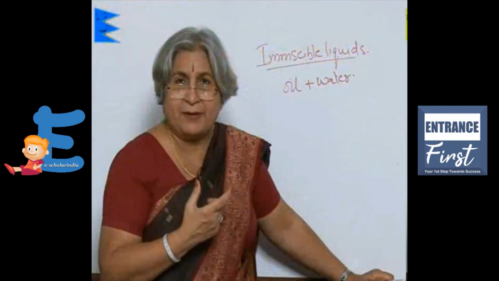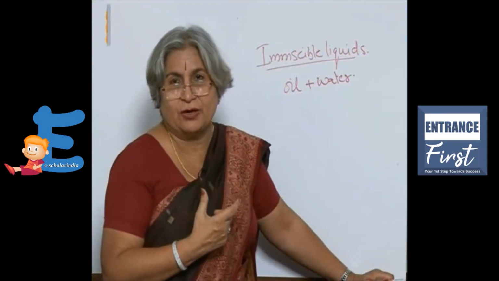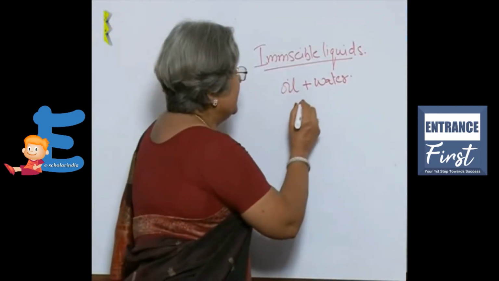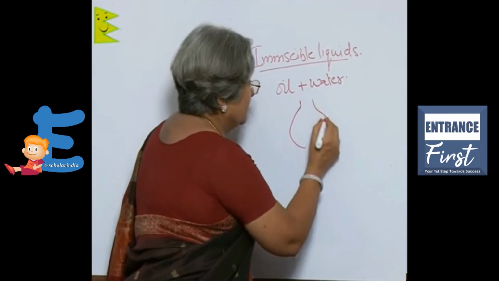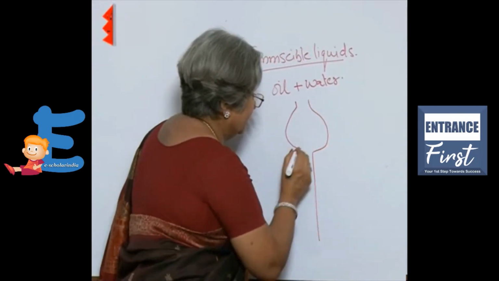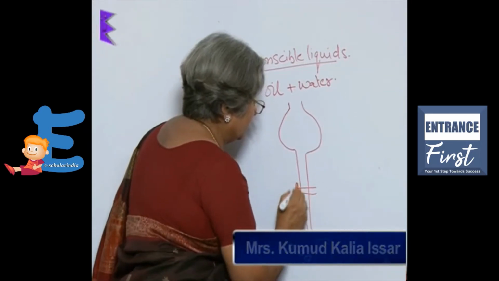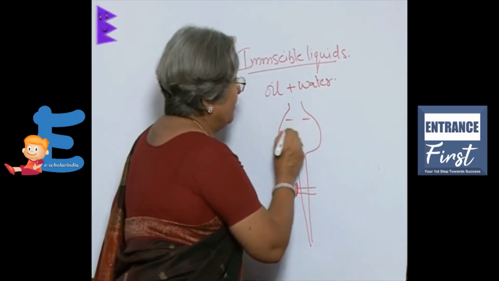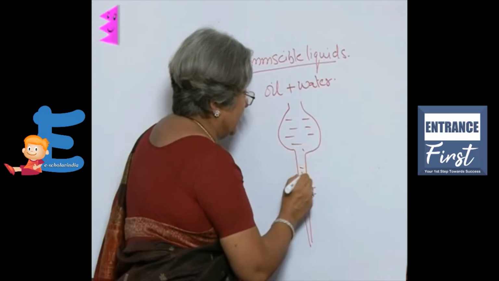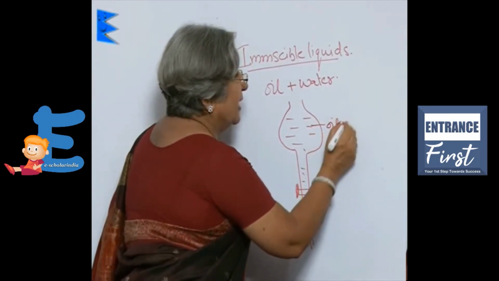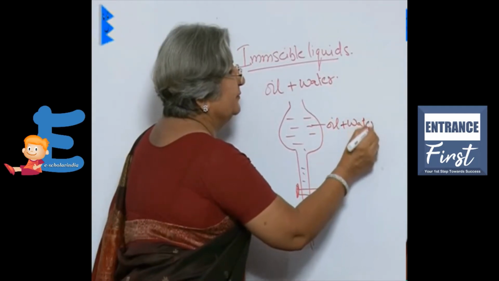So if in a lab you want to separate oil and water, you can use a special type of funnel, which is somewhat like this. There is a stopcock. We put the mixture of oil and water in it and let it stand for a while.